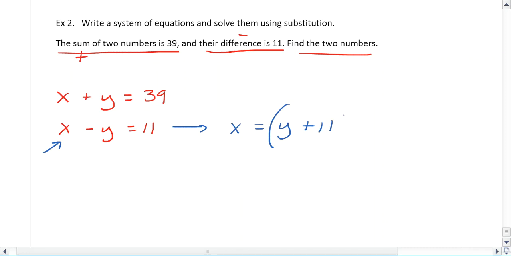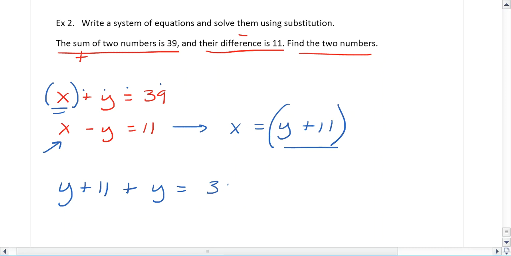So remember, we take this and we put it in parentheses because that helps us see it. We take this to the other equation and we put it in where the x is, because x is y plus 11. So instead of this x right here, we're going to put y plus 11. And now we keep writing the rest of this equation, plus y equals 39. Write it just as it is, and don't forget any of the parts. And now we have accomplished the goal of having one equation with one variable that we can solve for.